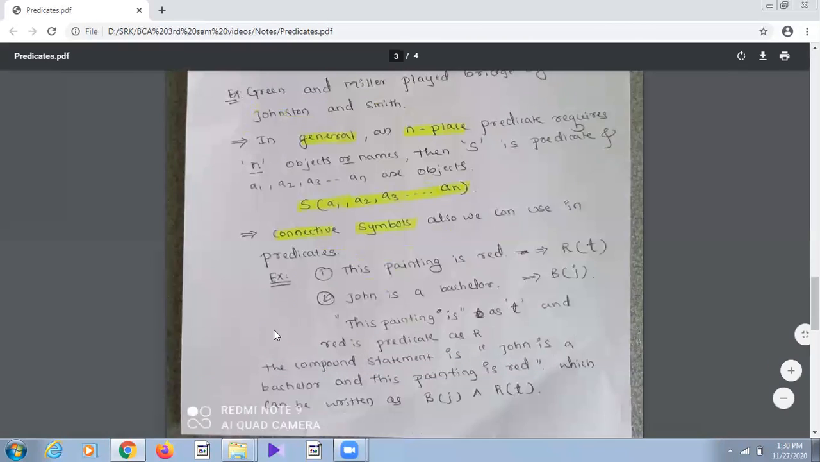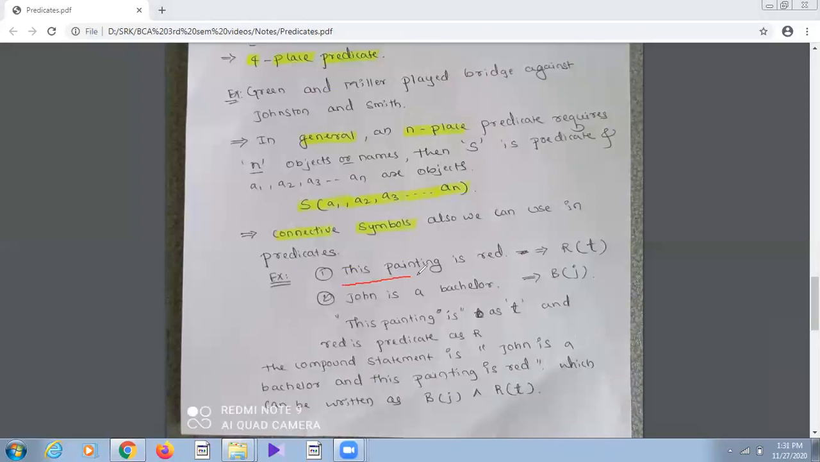See here, one statement: this painting is red. This is one primary statement. Here "this painting" is an individual, not a predicate, so I will give it the name T. The predicate is "is red", so I will give it the capital R. The symbolic form will be R of T, where T is the painting, an individual, and R is the predicate "is red". Next, John is a bachelor.